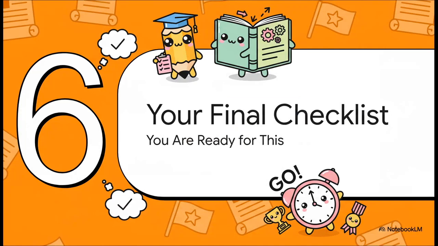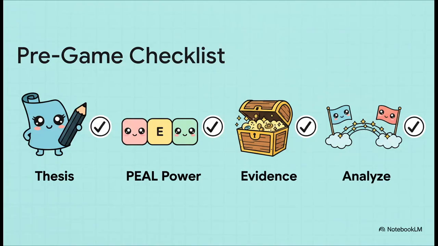So make sure the facts that you do bring are facts that are meaningful to the bigger picture that you're talking about. Okay, we've gone over a ton. So before we wrap this up, let's do a super quick final checklist. Think of this as your pregame huddle. First, get that blueprint thesis right. 2 similarities, 1 difference. Second, Peel power. Use it for every single body paragraph.